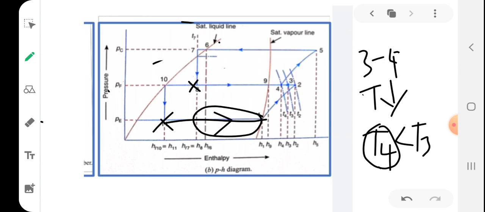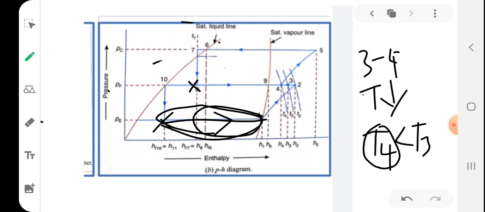But since I have used the flash chamber in order to separate the vapor and liquid, so that vapor moves to the high pressure compressor, and the liquid moves to the expander valve, you have achieved this much amount of refrigerating effect. So understand the fact that you have increased your refrigerating effect using the flash chamber.